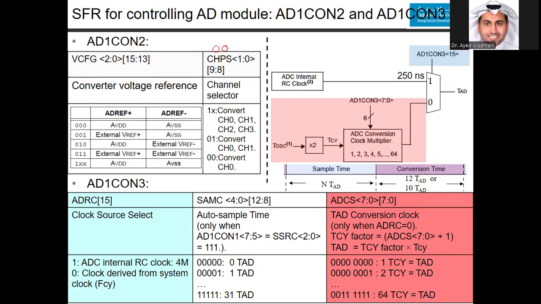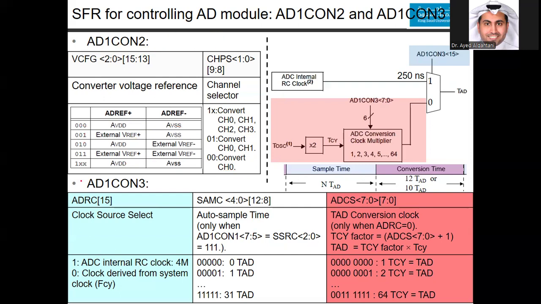So the choices here are for the AD reference voltage plus and minus. If you choose zeros, then you have a VDD and a VSS pins, and you have other options as you can see in the table. In our case, in all of our applications, we would use 000, which is this option. So we use this option and we use always channel 0. From this discussion, you know that the value for the analog to digital 1 control register number 2 in all of our applications is 0x0000. So it's zeros and you're done with this control register.